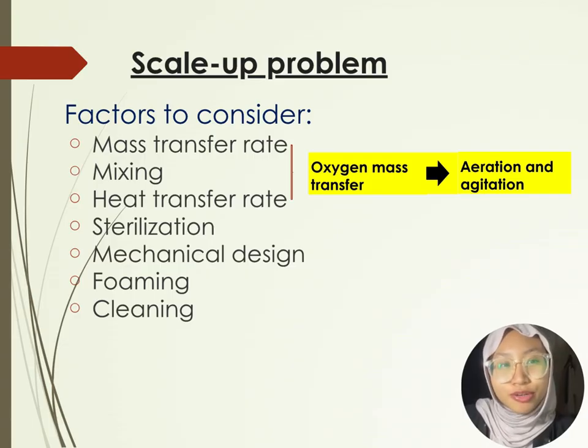To overcome scale-up problems, several important factors must be considered. The first factor is the mass transfer rate, especially oxygen transfer for aerobic microorganisms. Adequate oxygen supply is essential for cell growth and product formation. The second factor is mixing. Proper mixing ensures that nutrients, oxygen, and temperature are evenly distributed throughout the reactor.